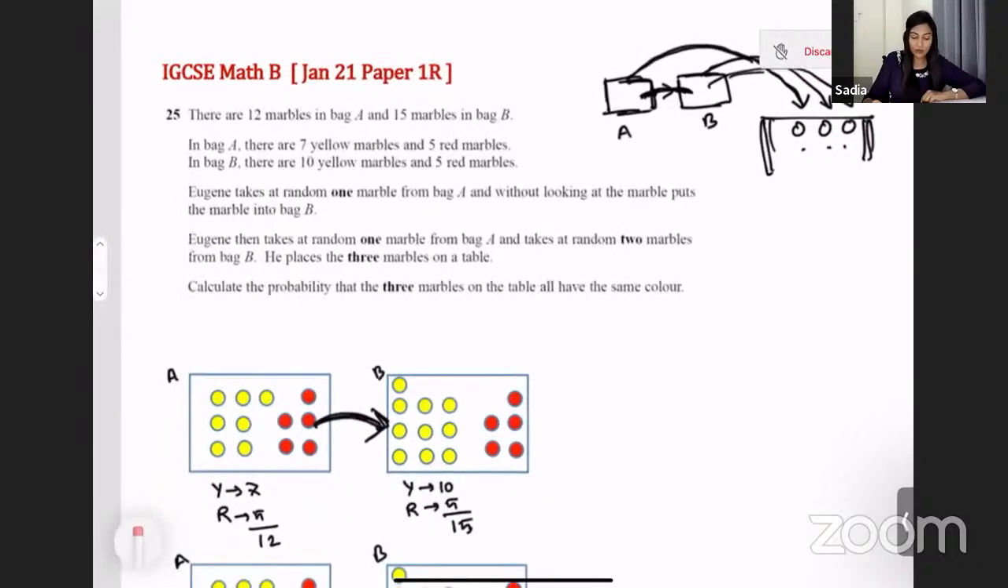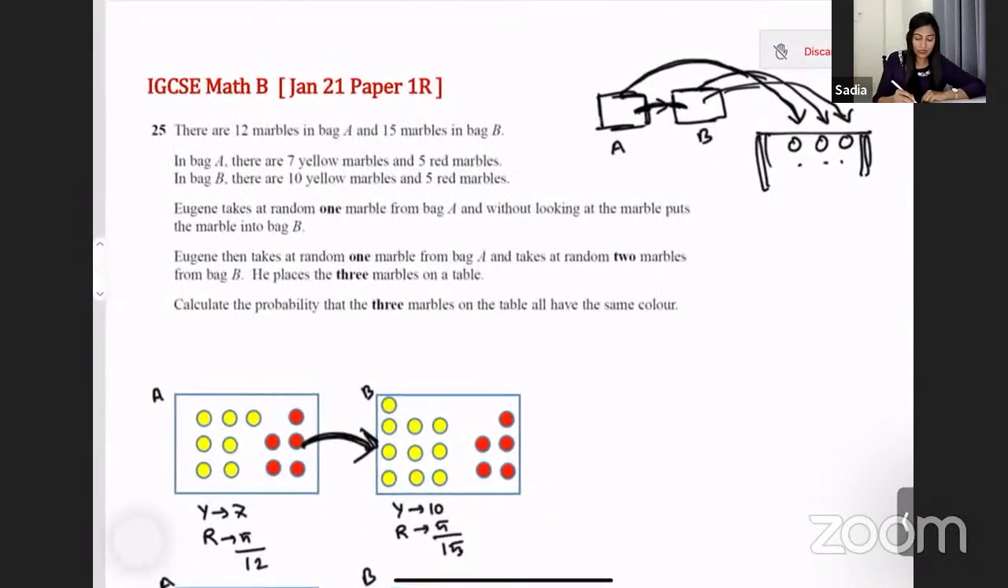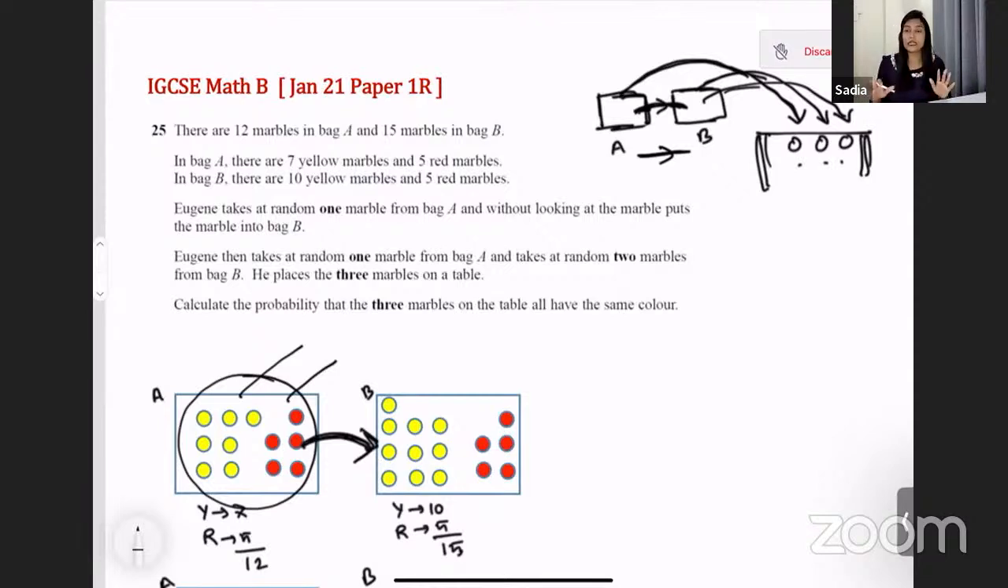So the problem is that we do not have any idea when you are shifting the first marble from bag A to B, whether it's a yellow marble or a red marble. So that's why we will separate the entire thing in 2 different stages. As in, we will continue solving in 2 separate scenarios.